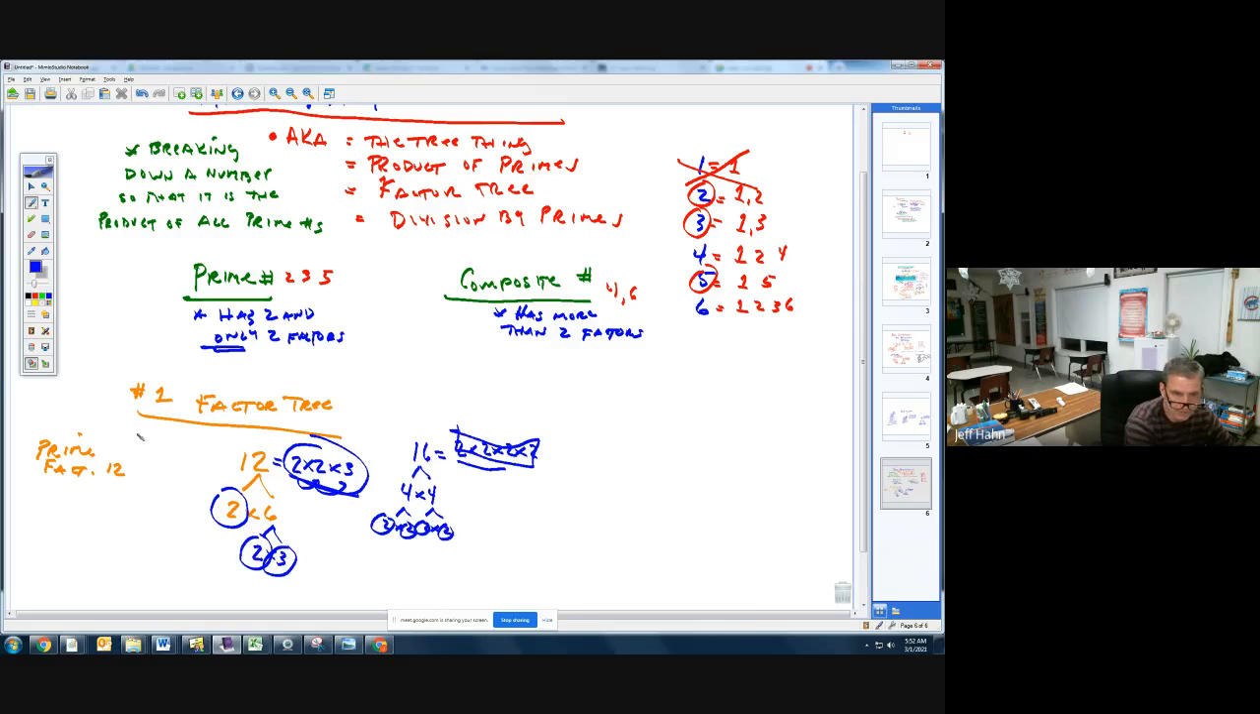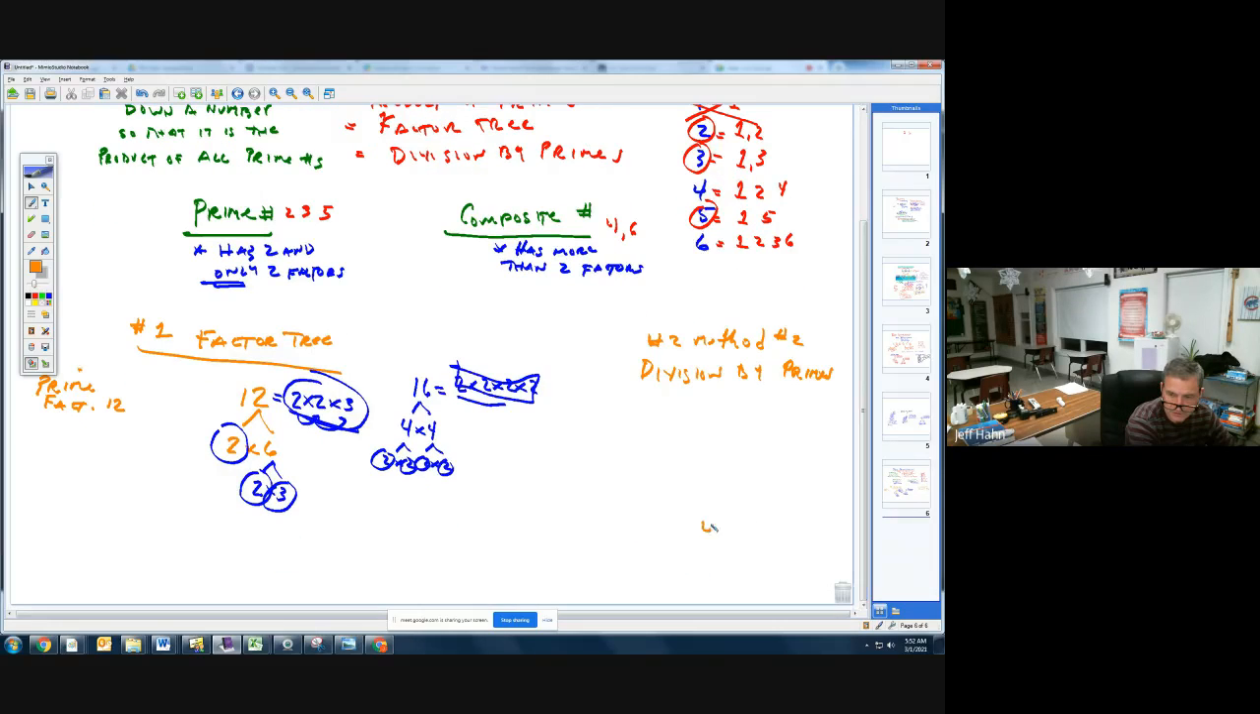Now, I said there were 2 different ways to do this. One way is the factor tree way. The second method, method number 2, is what's called division by primes. And let's say I have the number 48. I'm going to start down here because I need a little room on top. And basically, division by primes is just exactly what it says.